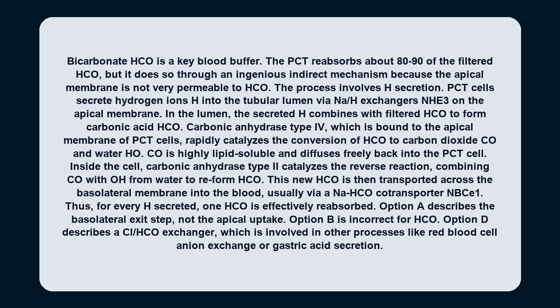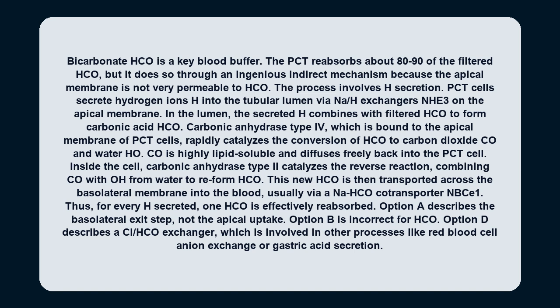The PCT reabsorbs about 80 to 90% of the filtered HCO3-, but it does so through an ingenious indirect mechanism because the apical membrane is not very permeable to HCO3-. The process involves H+ secretion. PCT cells secrete hydrogen ions (H+) into the tubular lumen via Na+/H+ exchangers (NHE3) on the apical membrane. In the lumen, the secreted H+ combines with filtered HCO3- to form carbonic acid (H2CO3).